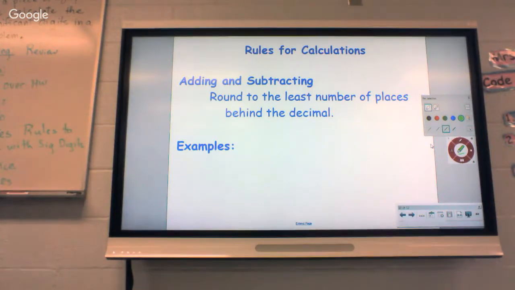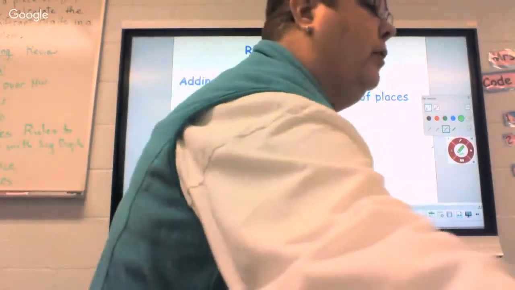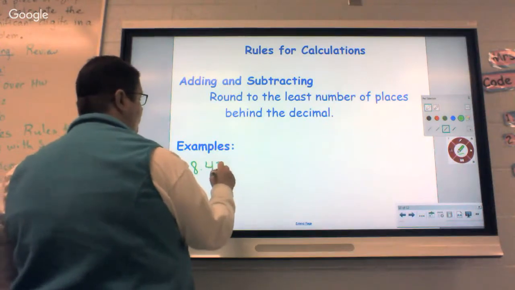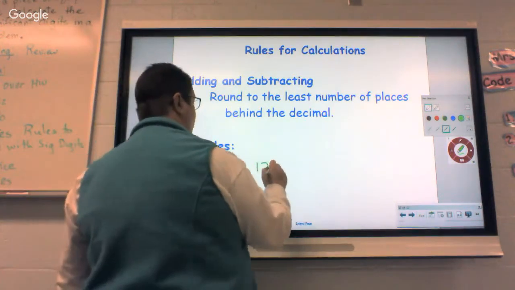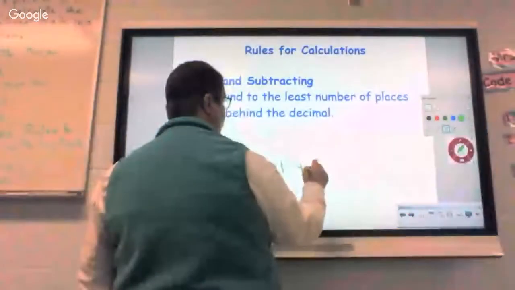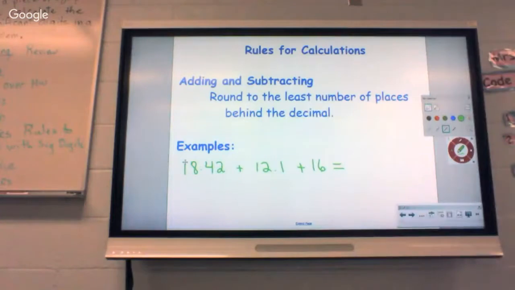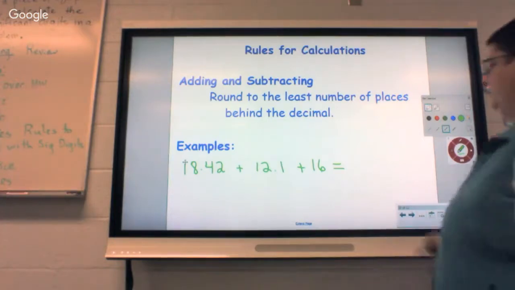So, if we have a number such as 18.42 plus 12.1 plus 16, if we add this number together, we want to be able to round it to the correct significant digit. Now, we can all add it on a calculator. And we get 46.52.